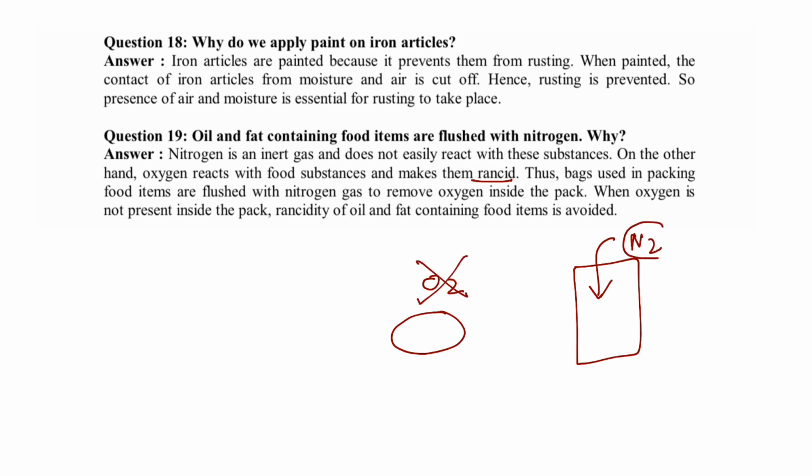Nitrogen is an inert gas. It does not interact with the food particles, so food particles do not become rancid. So instead of oxygen, we can fill food packets with nitrogen so that food will be safe for a long period. Understood, right?